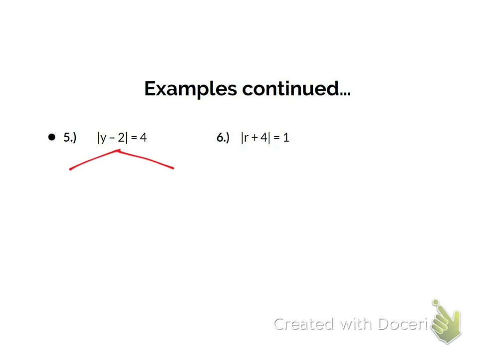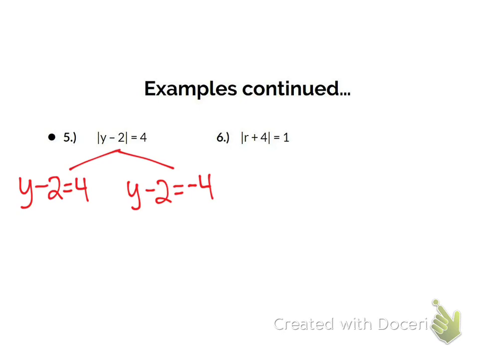y minus 2 equals 4. Very good. The first one is still just dropping the bars. Everything stays the same. And then the other one is y minus 2 equals negative 4. Very good. And that's not the answer. Do we have y alone? No. So what do we need to do now?